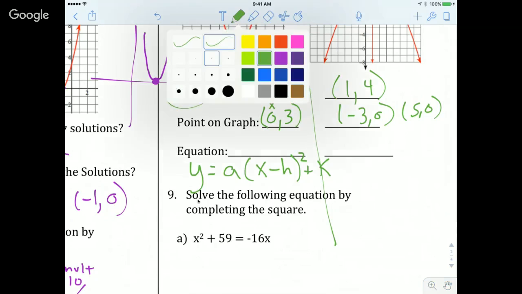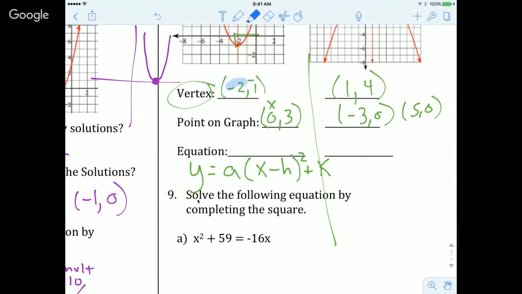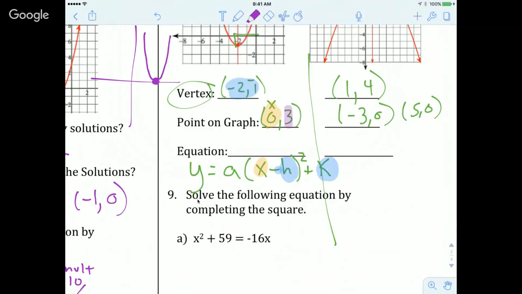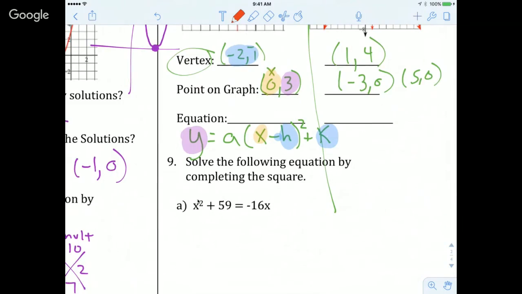The vertex, I'm going to do it with a highlight. The vertex goes in for the h and the k. The point goes in for the x and the y, and solve for a. So let's work that out. 3 equals a, parentheses, 0 minus -2 squared minus 1, because that k value is a -1.